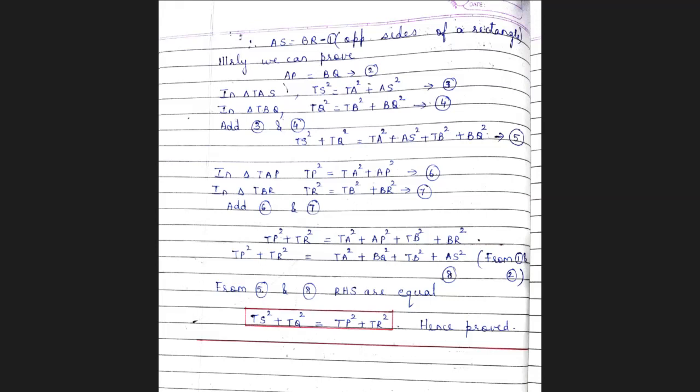Okay. Now look at equation 5 and look at equation 8. And look at the right hand sides. TA square plus AS square plus TB square plus BQ square. Don't you think the RHS is equal for both equations 5 and 8? And therefore it follows that the left hand side is equal. Therefore TS square plus TQ square is equal to TP square plus TR square. So that's the equation we were supposed to prove, and we have done that.